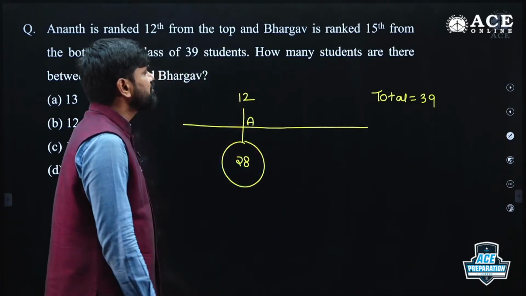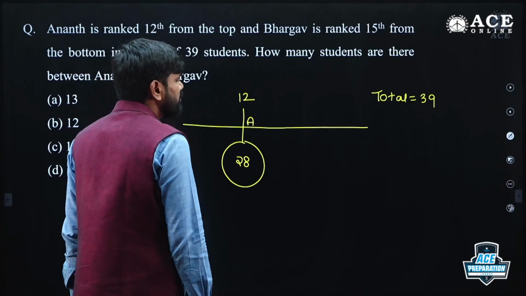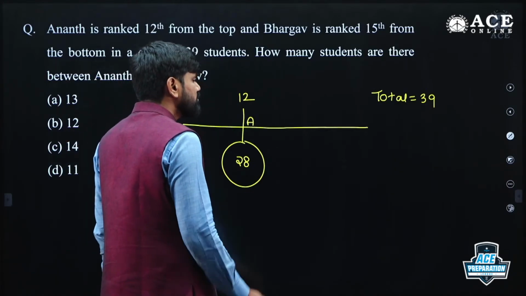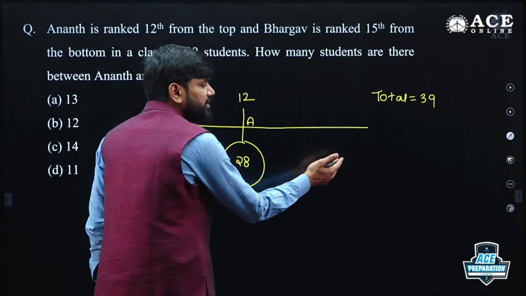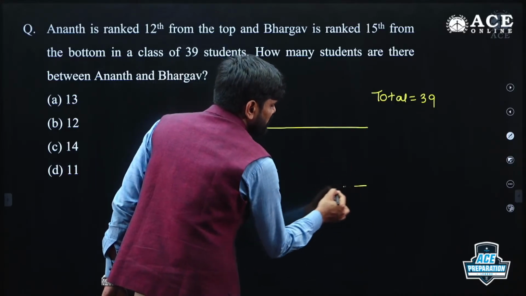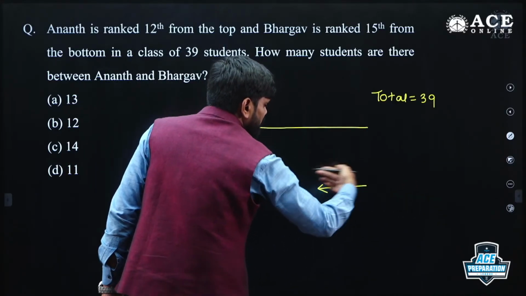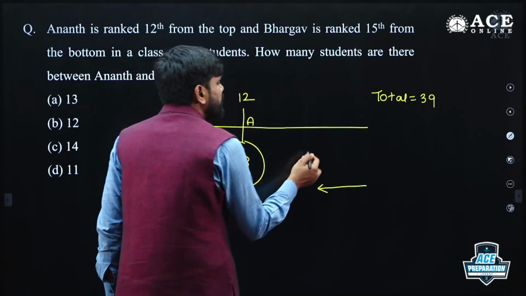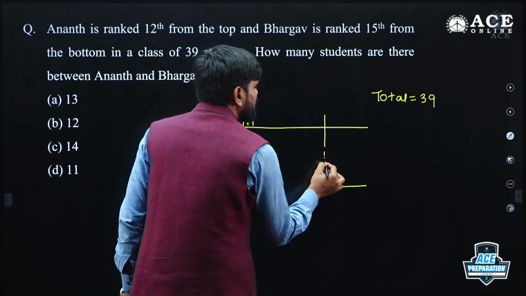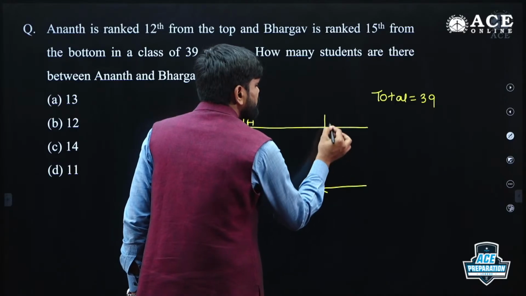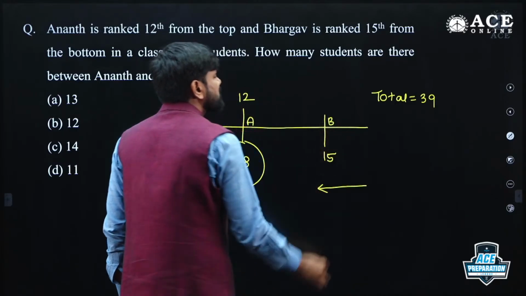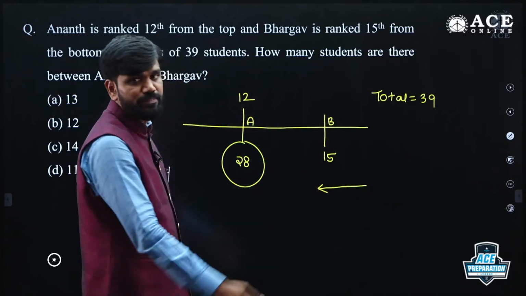Further, Bhargav is ranked 15th from the bottom. That means 15 will come before 28, because the numbers at the bottom will increase from right to left. So Bhargav should be here. That is the position of Bhargav from the bottom.